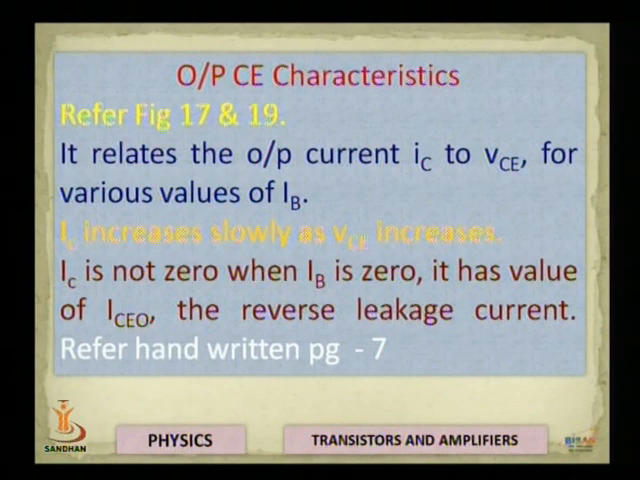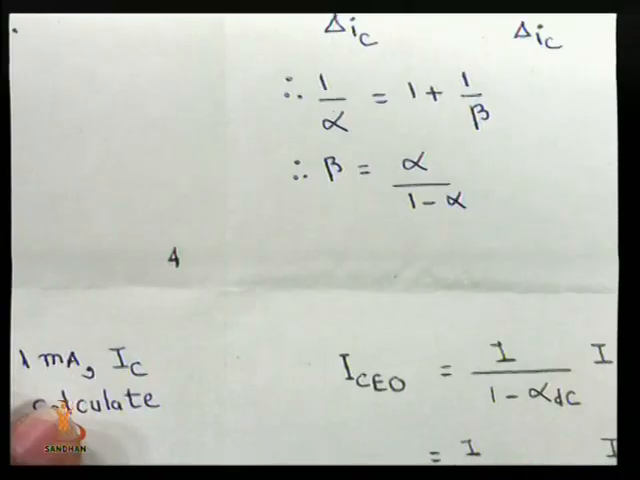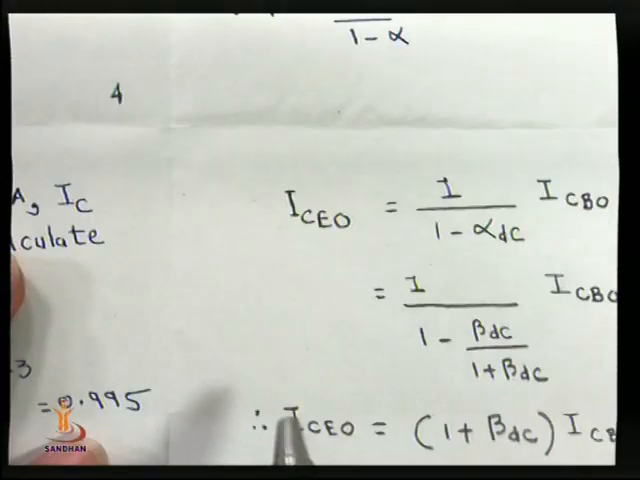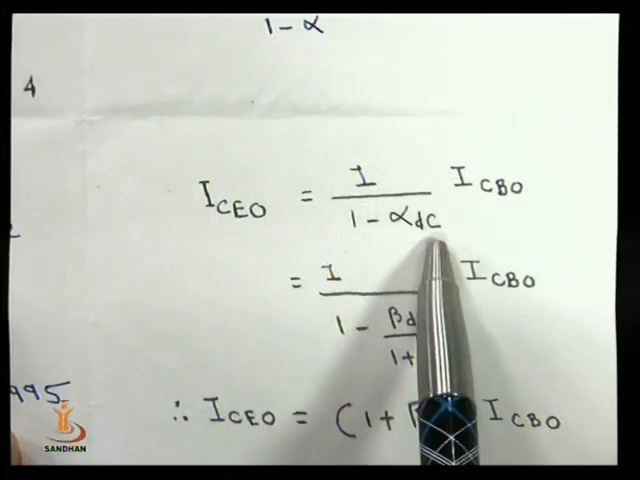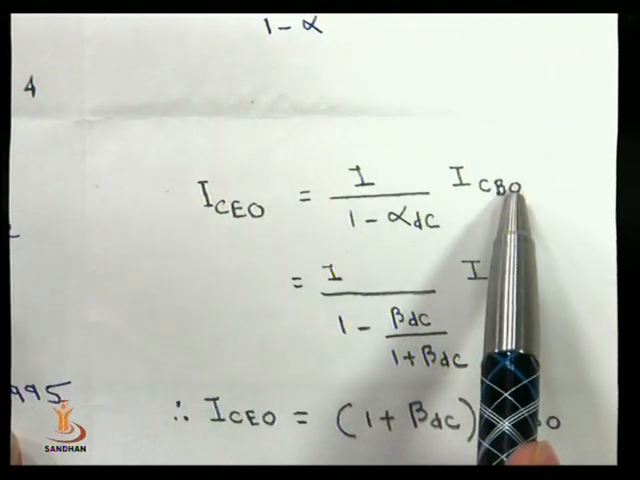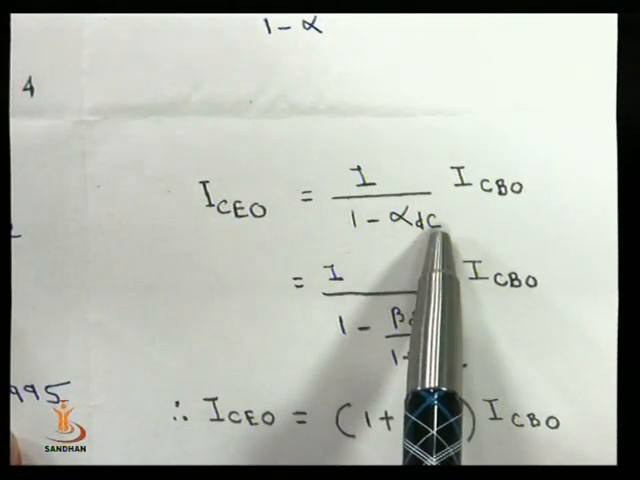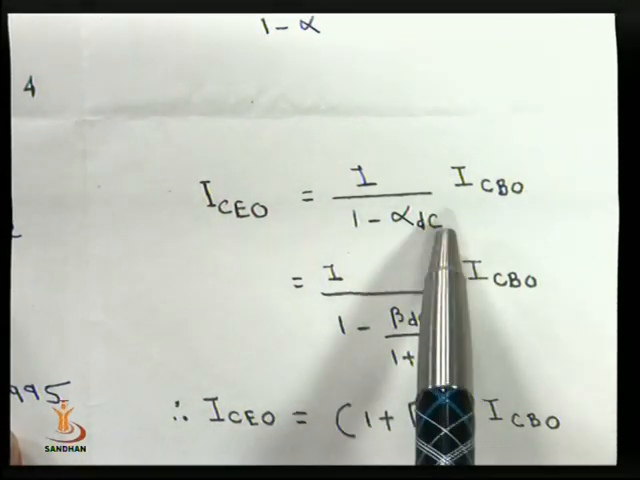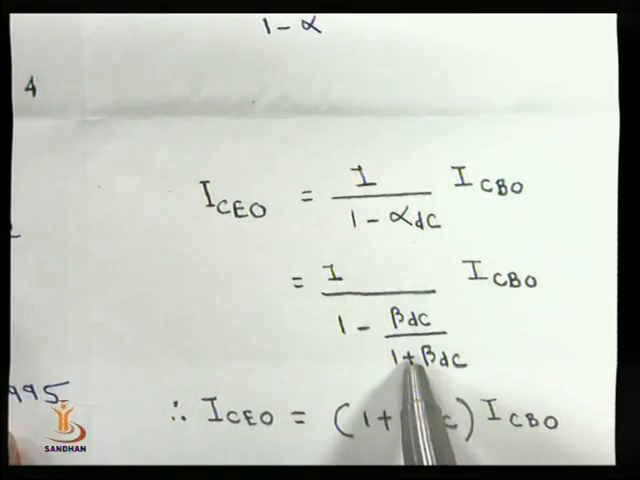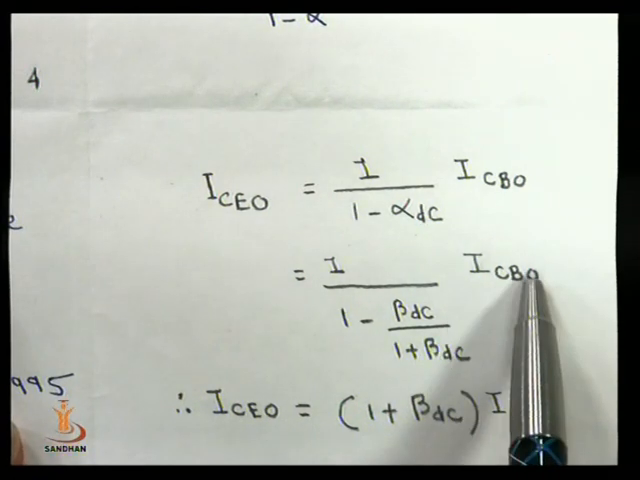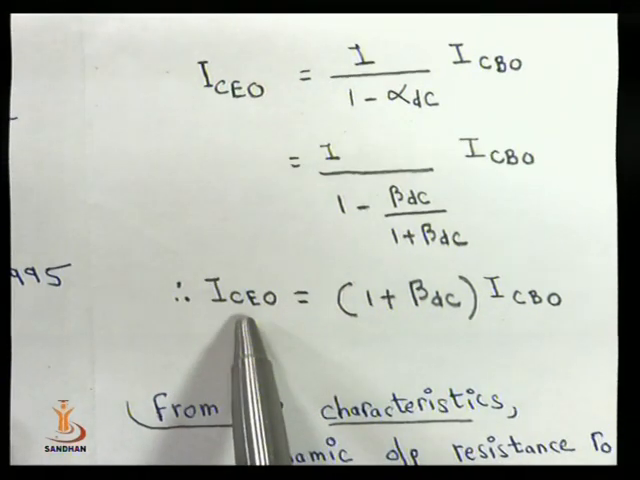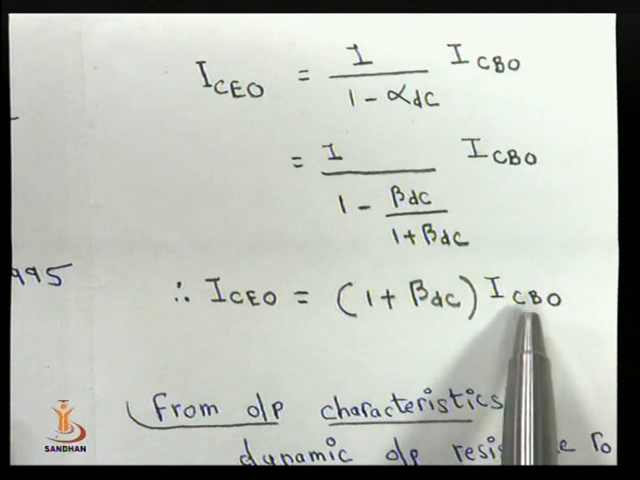Now here is a very important calculation for ICO. ICO is nothing but 1 upon 1 minus alpha DC into ICBO. But the value of alpha DC we have already calculated, and we can put this alpha DC value over here. So we get 1 upon 1 minus beta DC upon 1 plus beta DC into ICBO, and hence the value of ICO is nothing but 1 plus beta DC into ICBO.